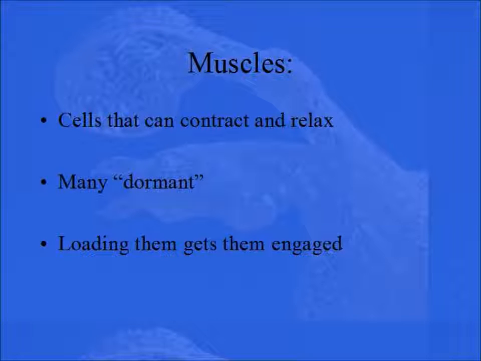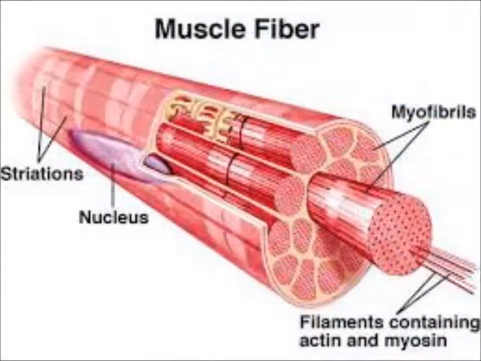Muscles are cells that can contract and relax. A lot of those cells are sleeping, dormant, and when you really trigger them enough, they will get engaged and start to be developed. This is a picture of a muscle fiber. It consists of myofibrils as a smaller particle, and in there we have two parts, actin and myosin. Those are the proteins that really make the contraction in a muscle.